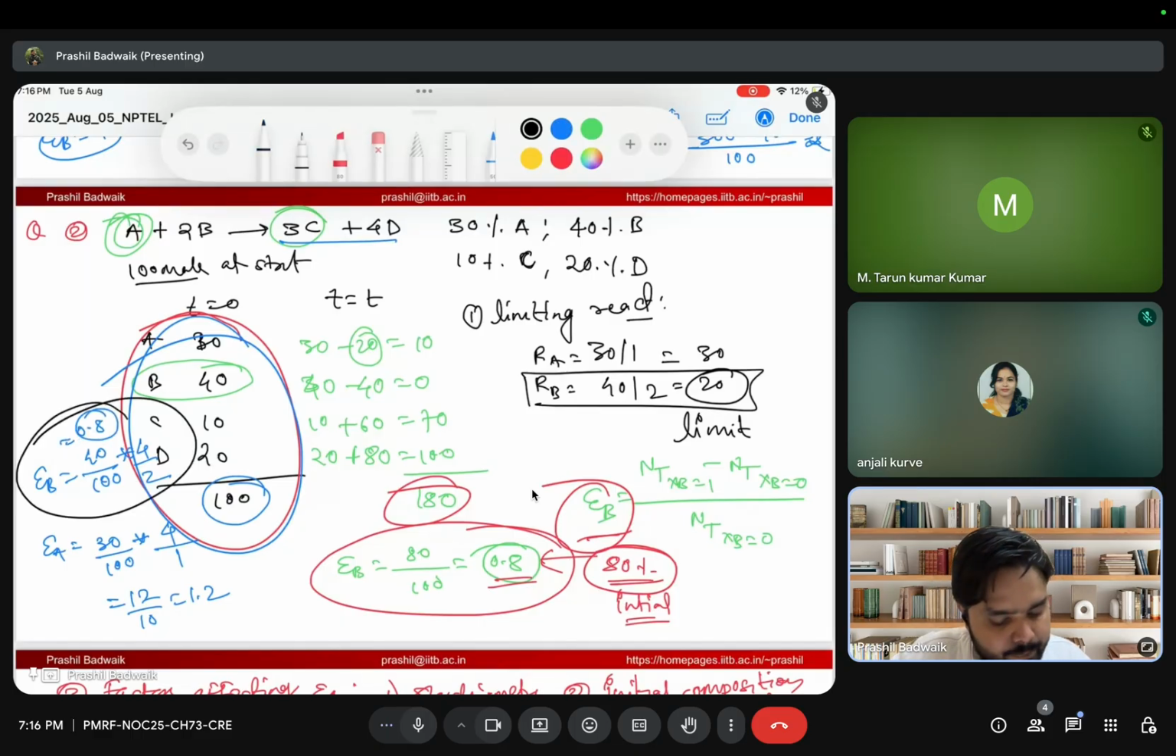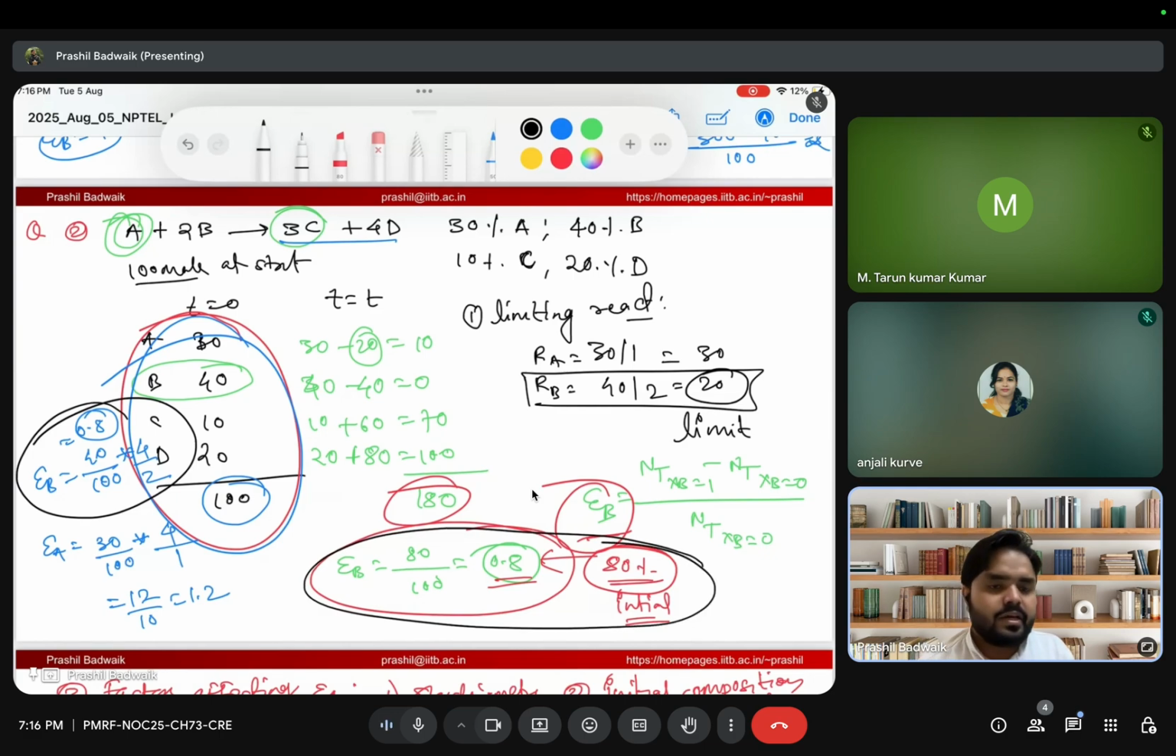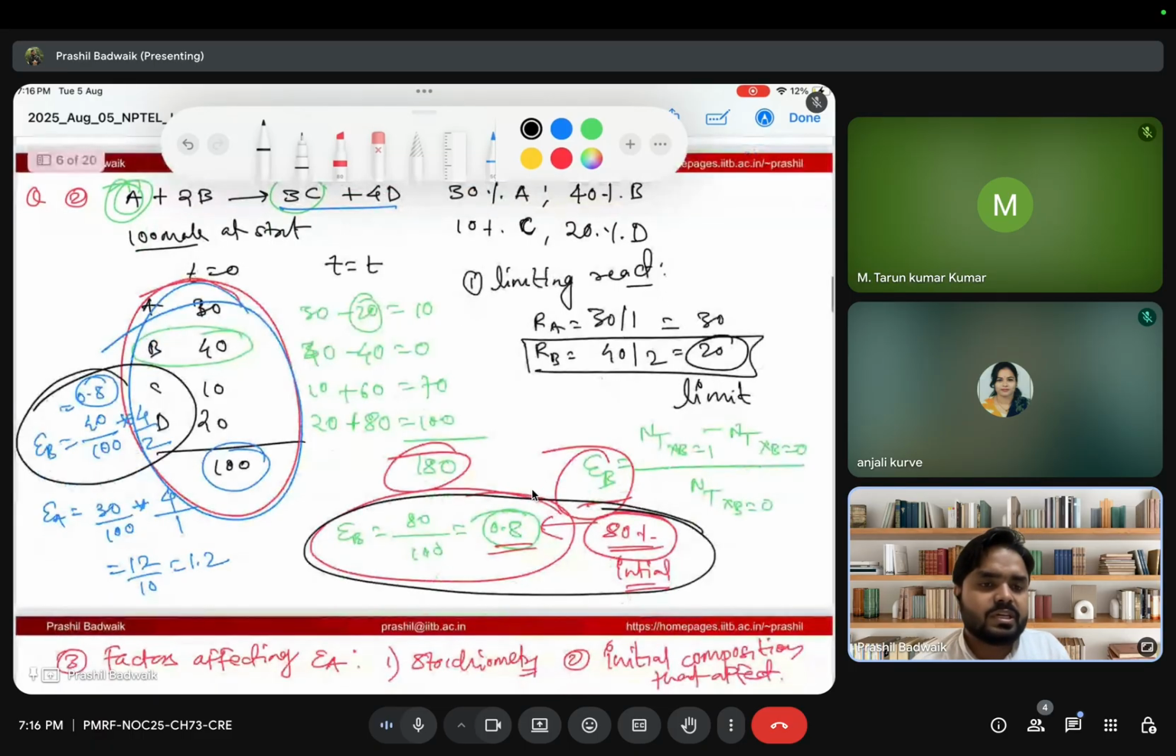and a similar value we obtained using this method. Both the methods are giving you the same values, right? Both the methods are giving you the same values.